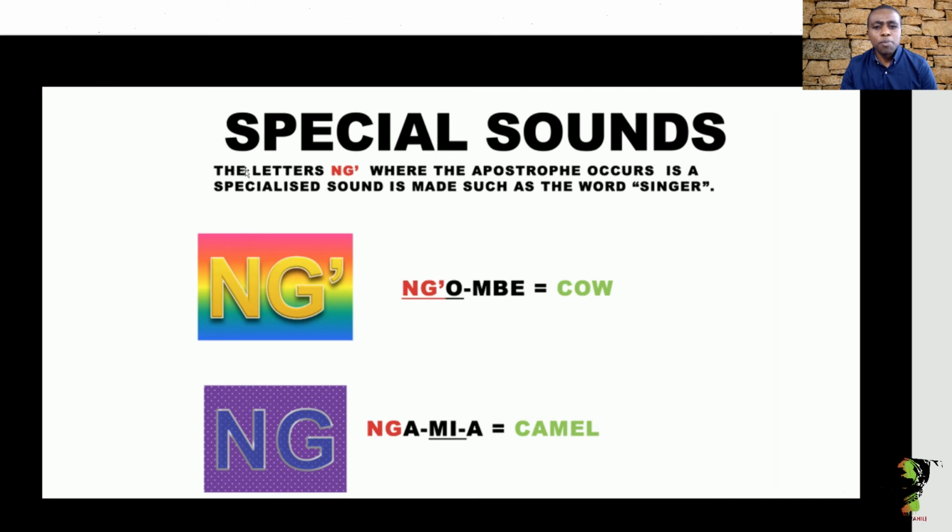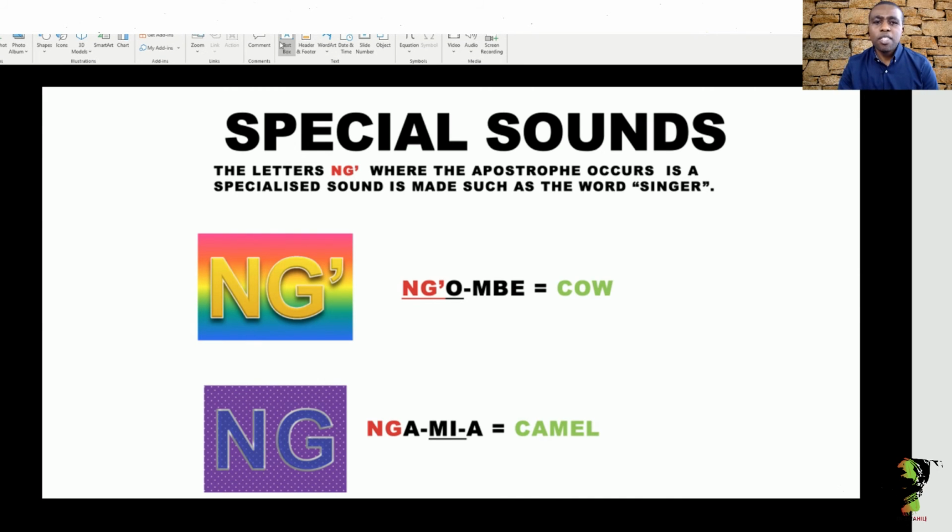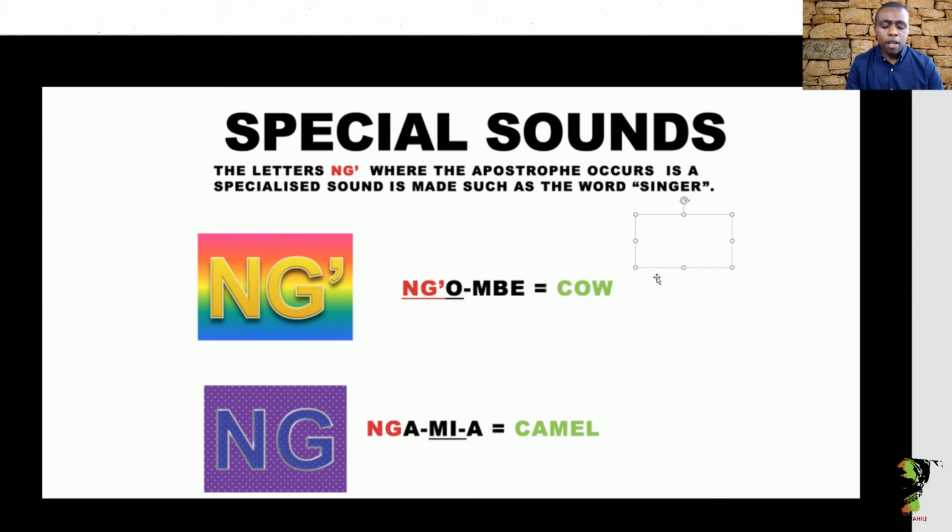We also have some other special sounds. The letters NG with an apostrophe. As mentioned earlier, this letter is pronounced just like the English word hang. I'm looking for that hanging sound. Very important for us to remember that. So how do we pronounce the word cow in Kiswahili? This is one of the worst pronounced words in Swahili, and the correct way of pronouncing this word is ngombe.